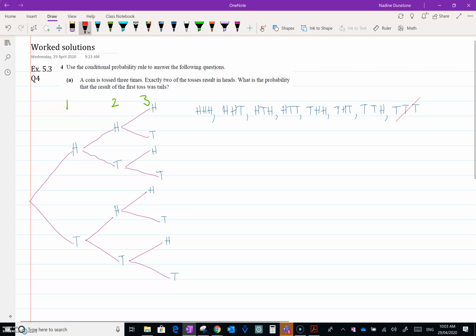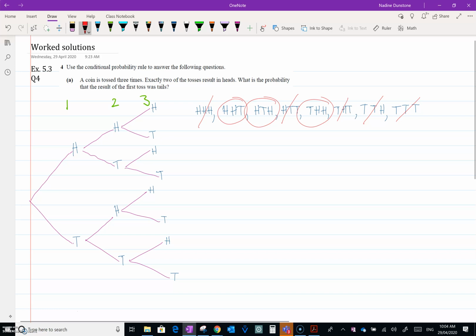So obviously this one, there are no heads in there. We're looking for results that have exactly 2 heads. So this one does not have exactly 2 heads, neither does this one. This one does, this one doesn't. This one does, this one does, and this one doesn't. Okay, so those are the ones that have exactly 2 heads.